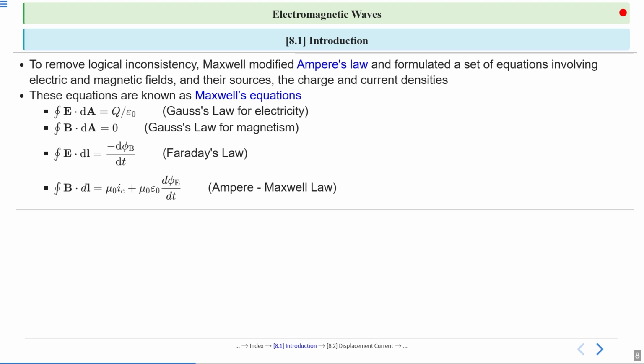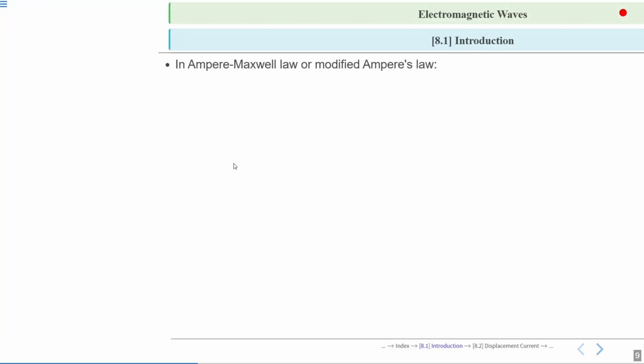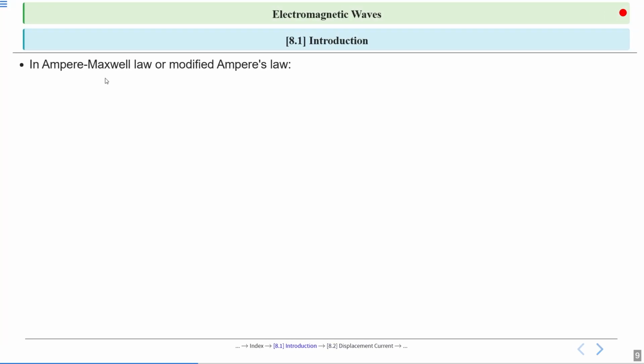We will discuss how this term came into this expression and what this term is in detail. Here this expression is only written to inform you that this is Maxwell's equation. Maxwell modified this equation, but what this term is we will discuss in further slides in detail. Now, Ampere-Maxwell law, or modified Ampere's law, we can say it Ampere-Maxwell law or modified Ampere's law.